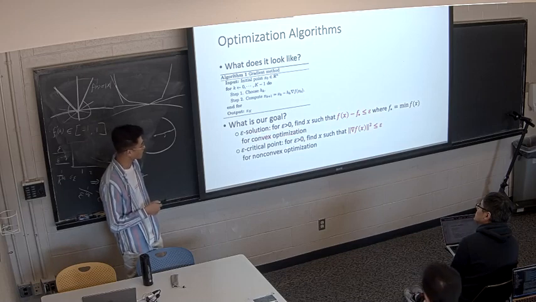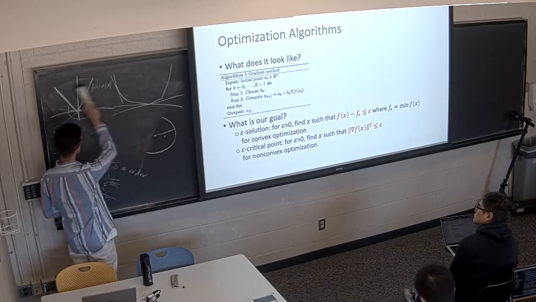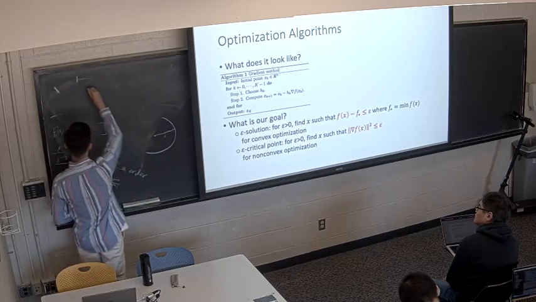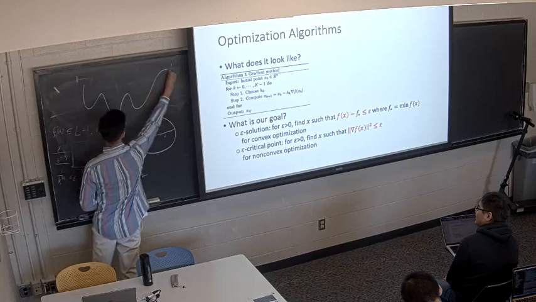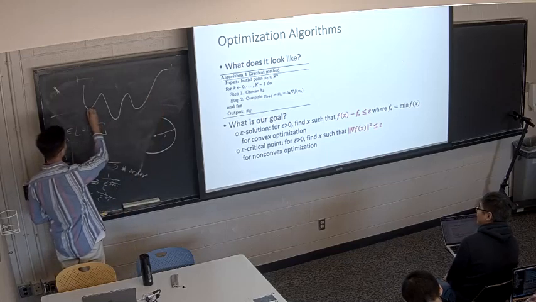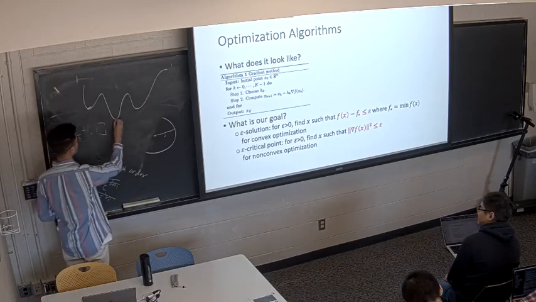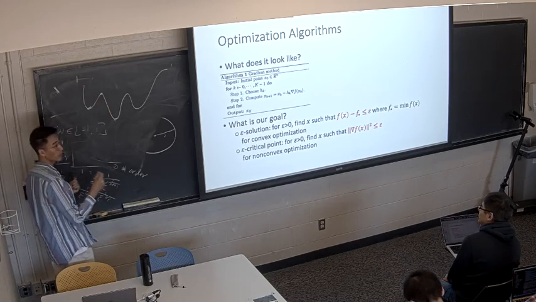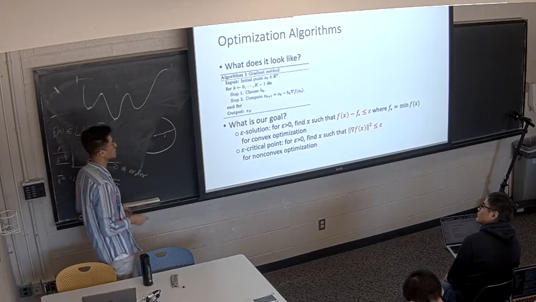But for non-convex optimization, usually the objective function could be something very nasty. It could look like this. You may have some local minimum, and this is your global minimum. This is a local maximum. You could also have a saddle point in high dimension.